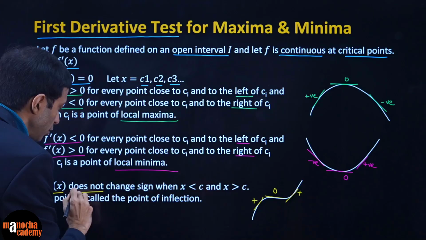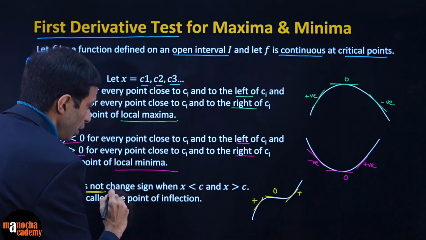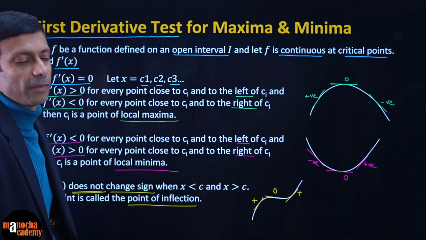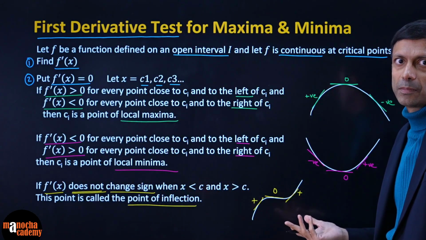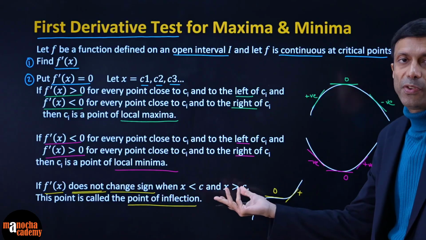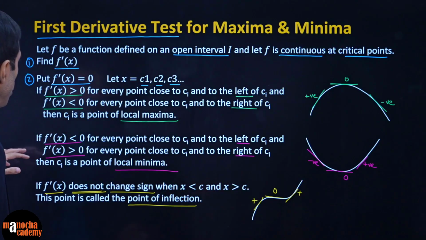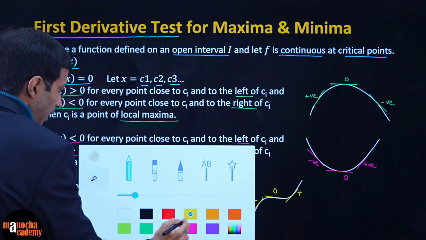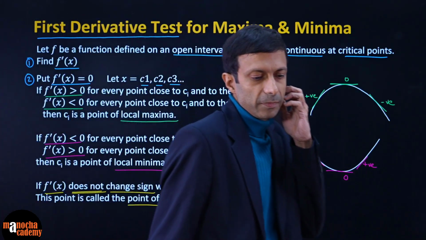f dash x does not change the sign when you go to the left or to the right. So this is a special point, called a point of inflection. It is neither a maxima nor a minima, right? So these are the three important cases, and these are the steps you have to do. This is your case of maxima, minima, and this is your special case. Got it? Maxima, minima, and point of inflection.